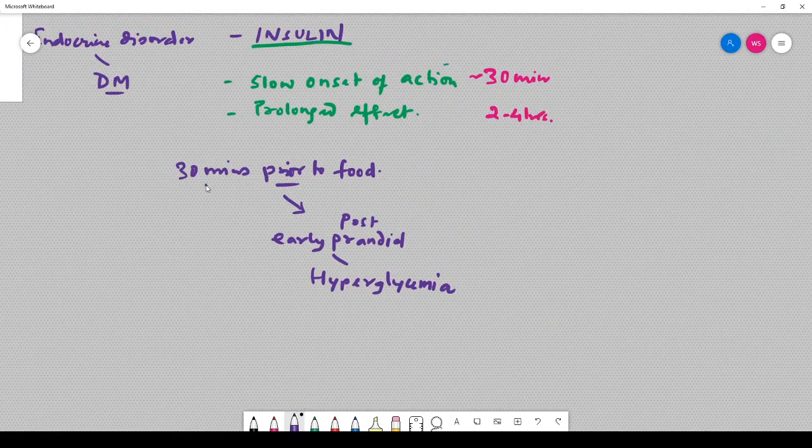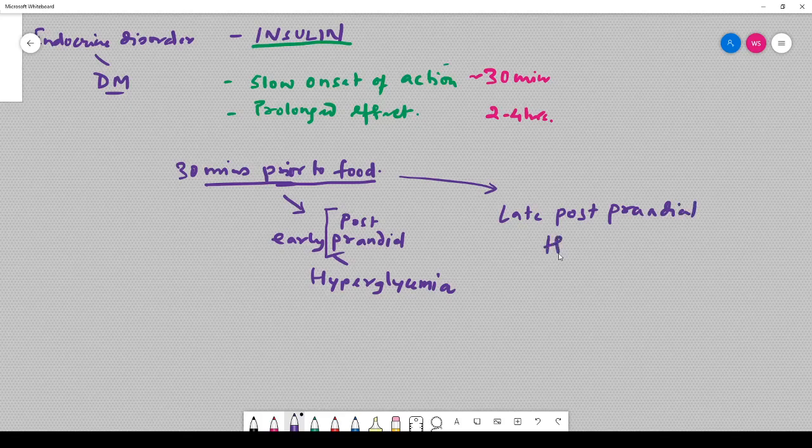So what did we do? We did not give the drug 30 minutes early. The person has now taken food. Blood sugar is increasing, but the insulin has not reached the blood. Therefore, the patient will have early postprandial hyperglycemia. Then the sugar has reached the blood and is being taken up by the tissues of the body. But at this time there is an increased amount of insulin reaching the blood, and that can cause late postprandial hypoglycemia.